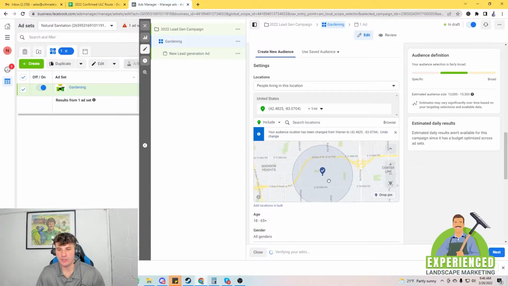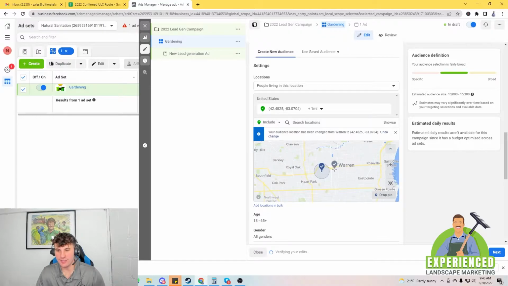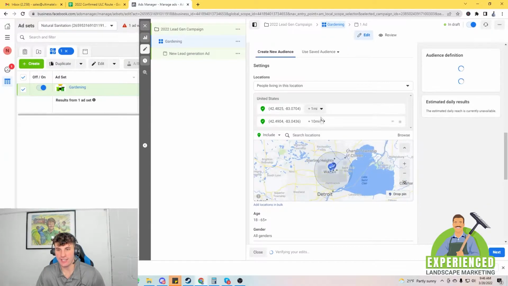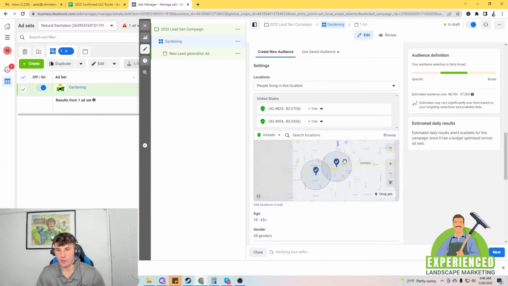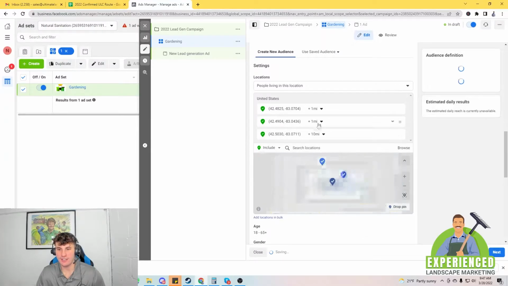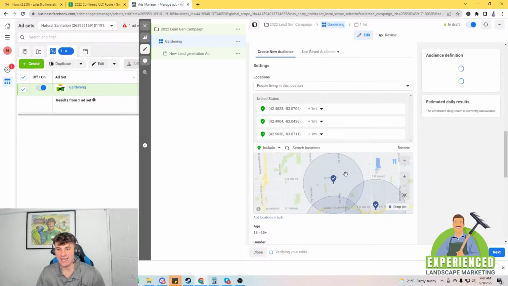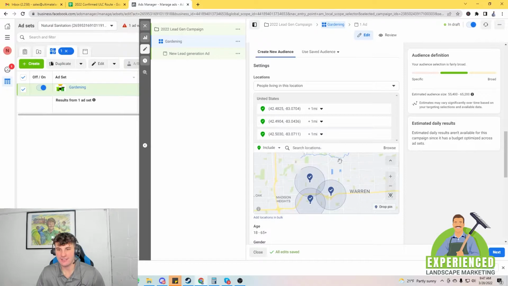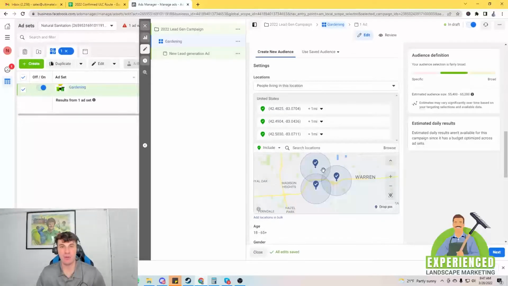And now you're only targeting this neighborhood, and you can get super detailed with this right here to target that one. Another 1 mile right here, another 1 mile. And now you're targeting just this little 3-mile radius, and you're going to spam them with ads. So hopefully you're going to get more lawn care customers or landscaping customers in this area.